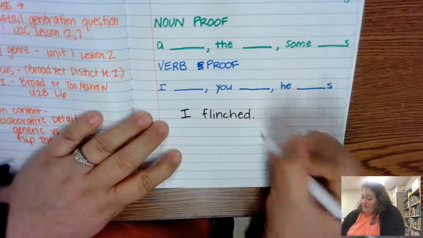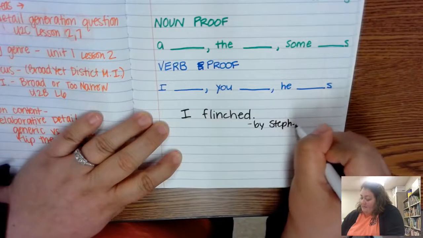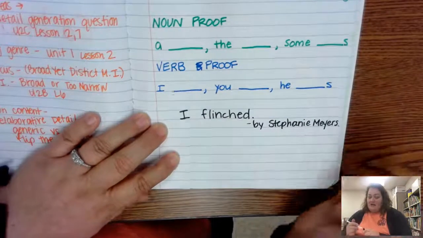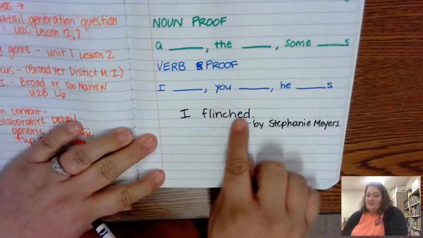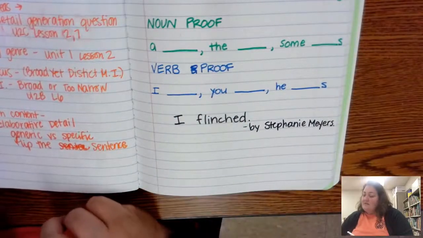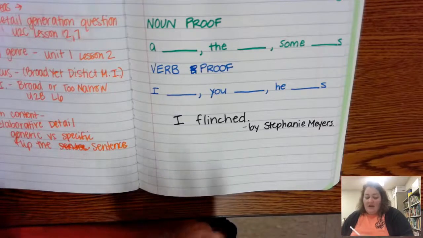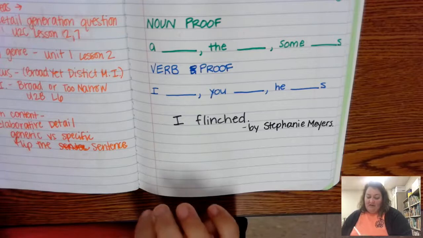I'm just going to write down here, by Stephanie Meyer. Now, will you pause the video for just a minute? I want you to write this down, the two-word sentence. Take just a minute and notice what are some things about this two-word sentence. When you've done that, click play, and we'll go over some of the things together. All right?